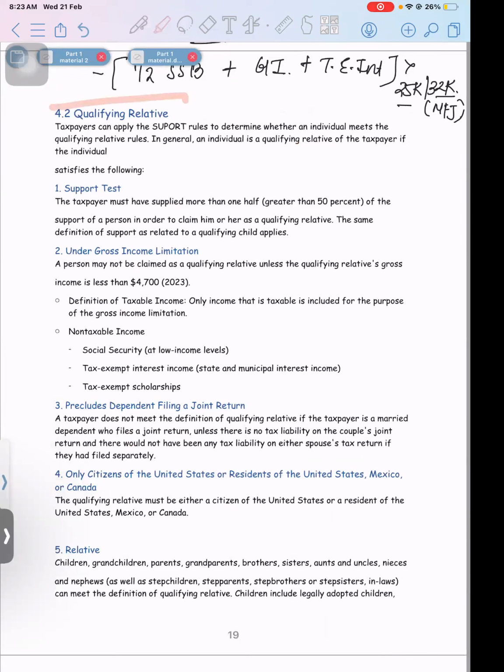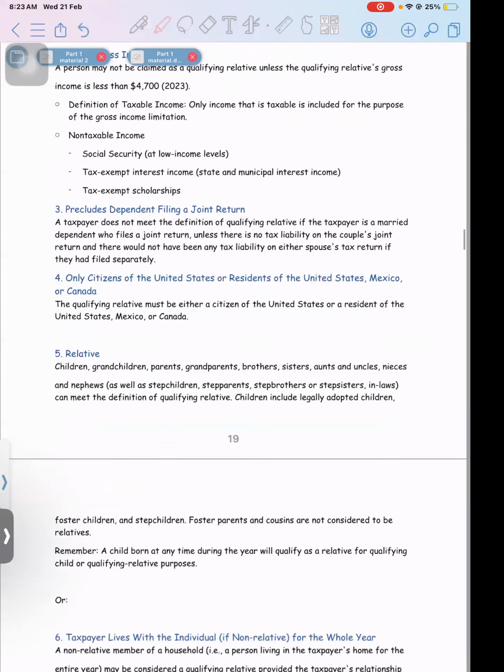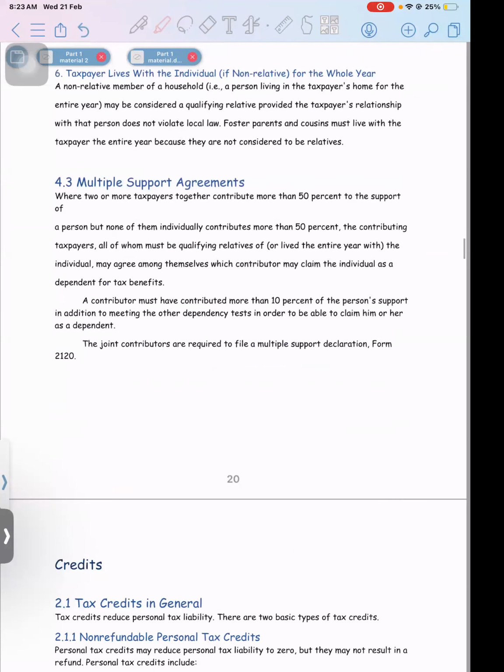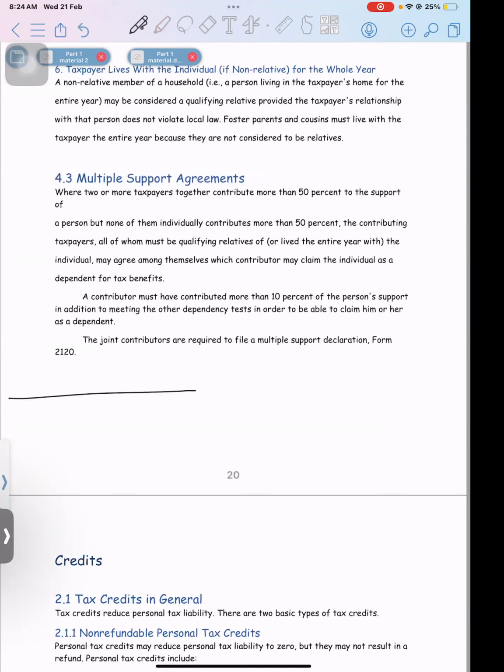See, this is the qualify. Whatever I'm teaching right now, I'll upload it. Yeah, Zeba, I'll just share it in the chat box. Here I'll just share this PDF of the first chapter. Till this, our first chapter is completed, till multiple support agreement.